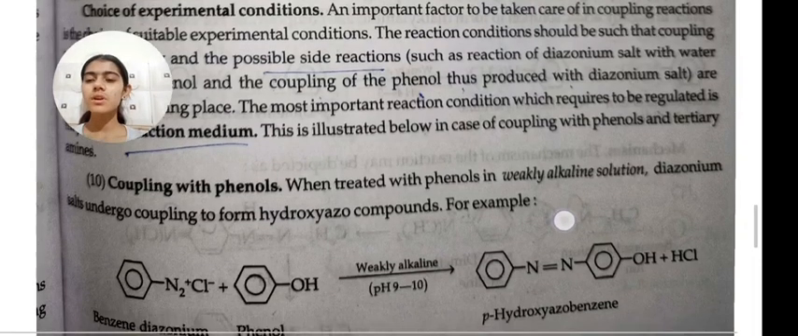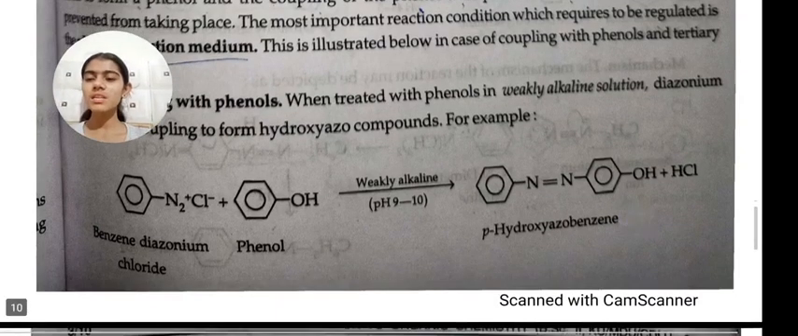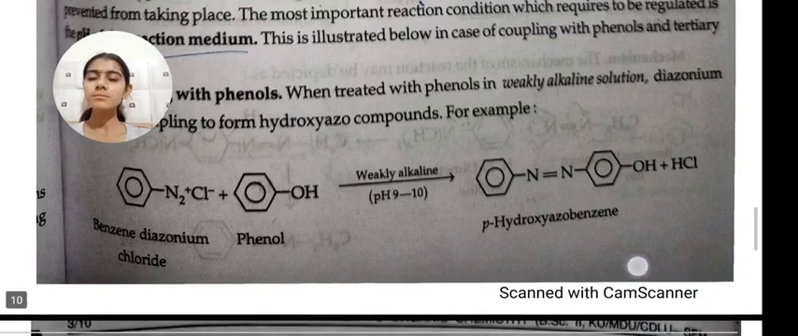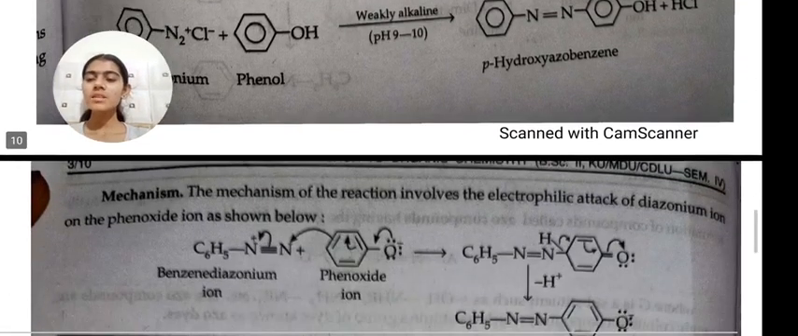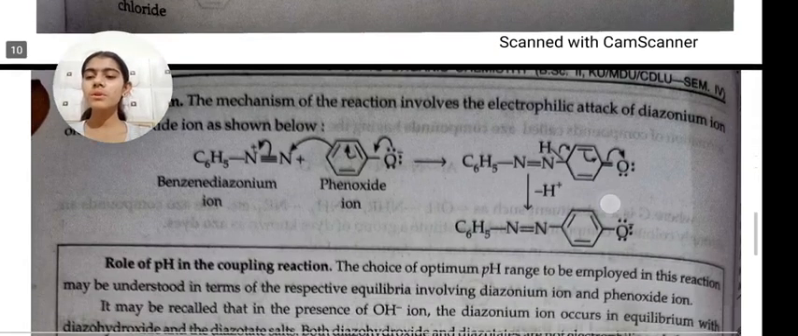Coupling with phenols. When treated with phenol in weakly alkaline solution, diazonium salts undergo coupling to form hydroxyazo compounds. For example, benzene diazonium chloride plus phenol at a pH of 9 to 10 gives para-hydroxyazobenzene. Mechanism. The mechanism of the reaction involves the electrophilic attack of the diazonium ion on the phenoxide ion as shown below.